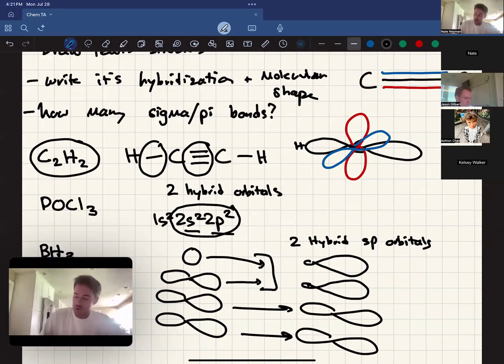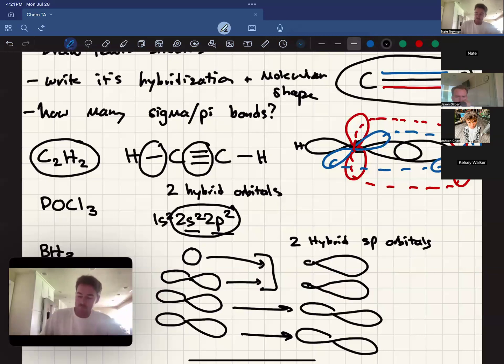So the carbon on the other side has the exact same configuration. It also has the same orbitals. So it has one of these balloon orbitals here, and this is where these are bonding. And then it has its other p orbitals like this. And then these two bond in a circle like this. And then these two bond like this. And that is where your triple bond comes from.